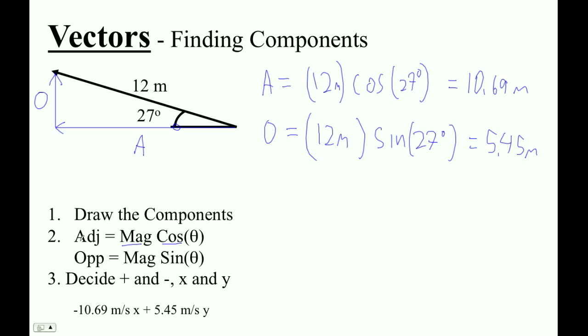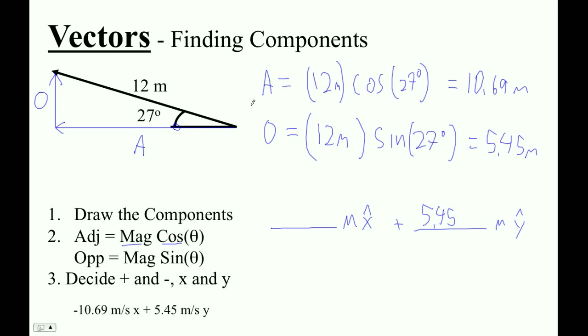Okay, so that's the second step: you find the adjacent and the opposite side. And now we've got to decide plus and minus, x and y, right? This thing is going to look like something meters in the x direction plus something meters in the y direction. We've got to decide which one's which. The opposite side is up and down, so that's our y. It's in the positive direction, so it's plus. I'm not going to say plus a positive, I'm just going to say plus 5.45 meters in the y direction, right?